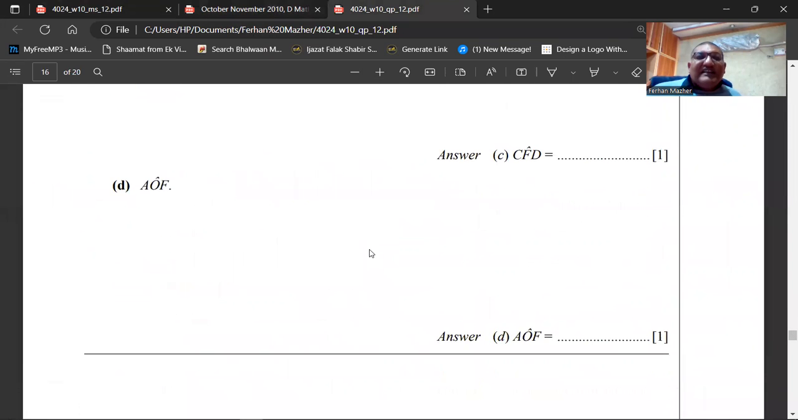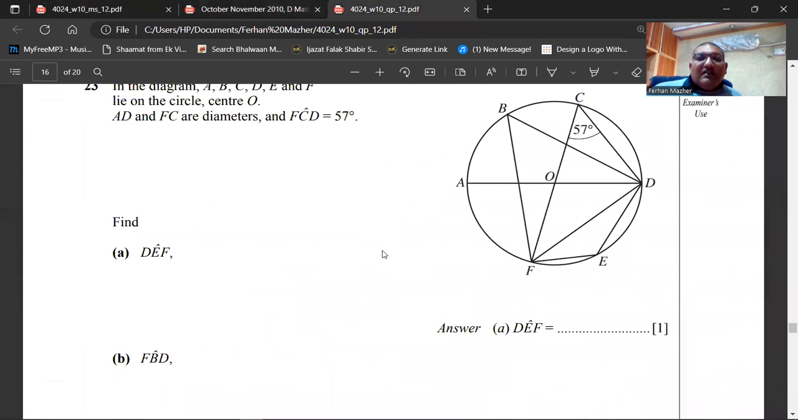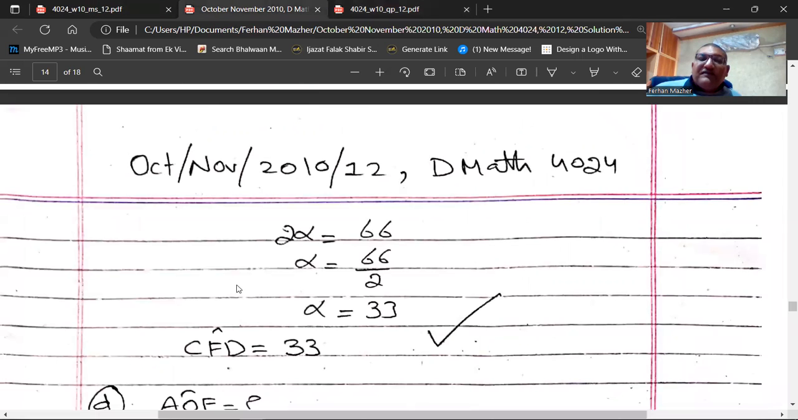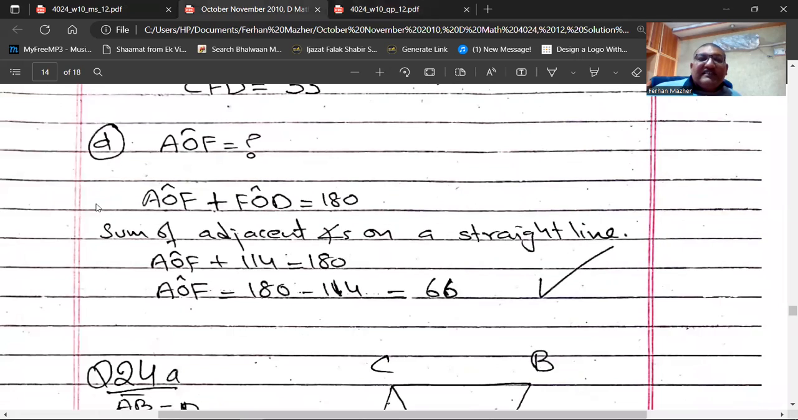The next question is to find AOF. They want us to find out AOF. I know this angle FOD, it's 114. AOF is the question. It's a straight line, so the sum of these two adjacent angles will be 180. So this is 114, so this angle can be easily found. The sum of the adjacent angles on a straight line. So the AOF angle is the question.